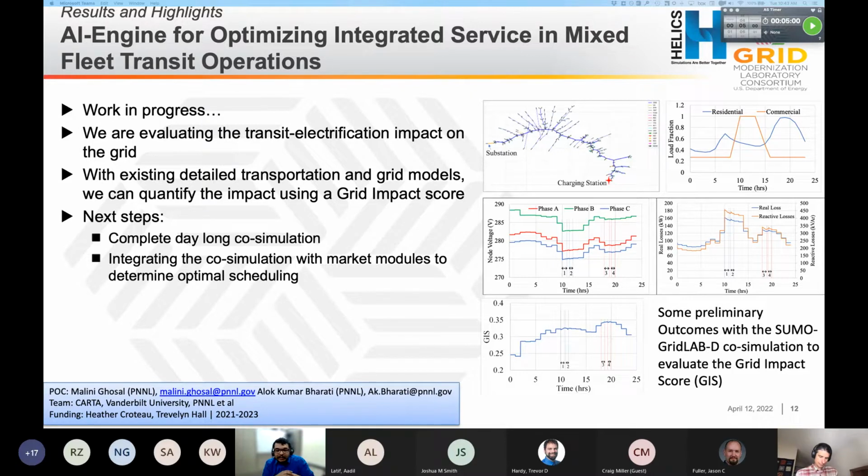So can we utilize, and we are also exploring to answer a few questions of, can we utilize the grid connected EVs as distributed storage.